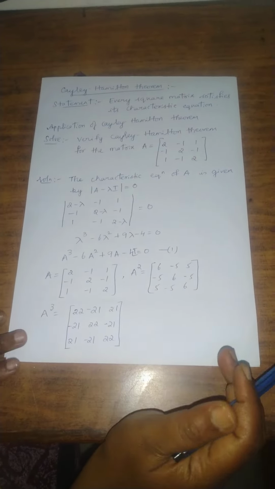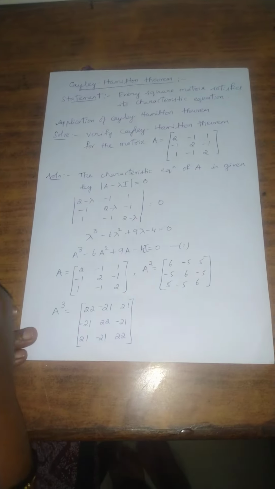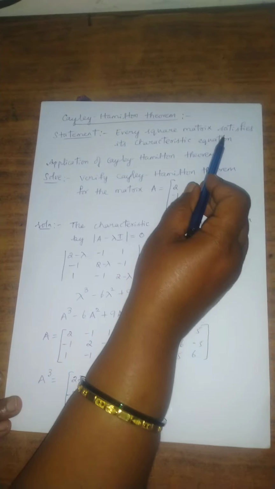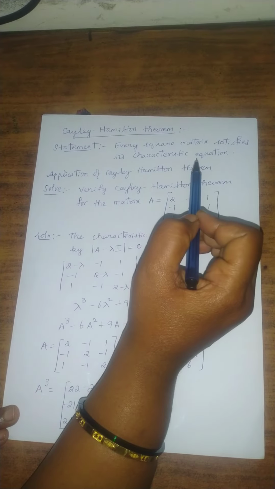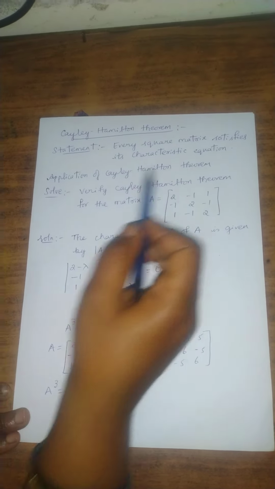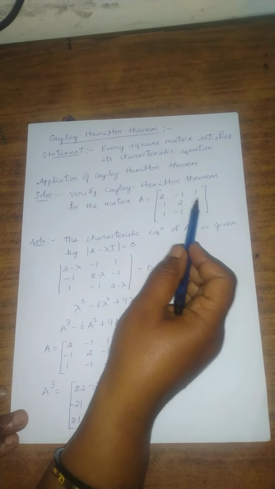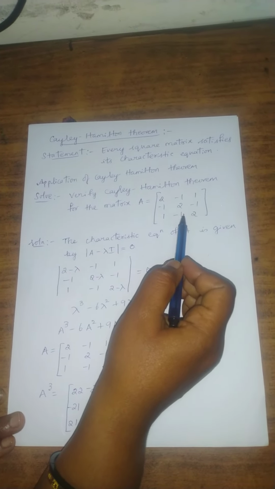Now coming to the Cayley Hamilton theorem, let's first understand the statement and then go to the application part of the Cayley Hamilton theorem. The statement tells that every square matrix satisfies its characteristic equation. So now let us understand by solving a problem of the Cayley Hamilton theorem where the matrix A is as usual, as we have solved in the previous sessions.